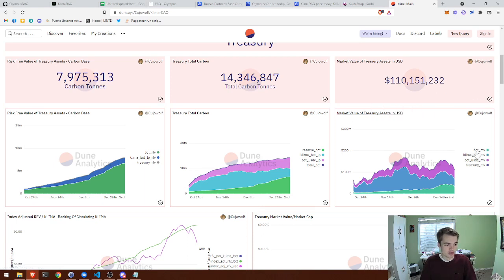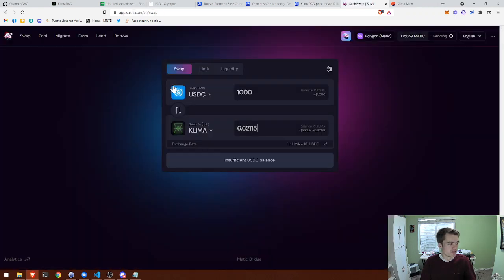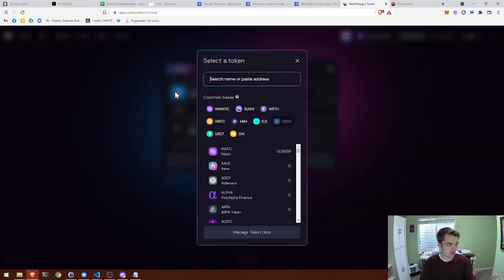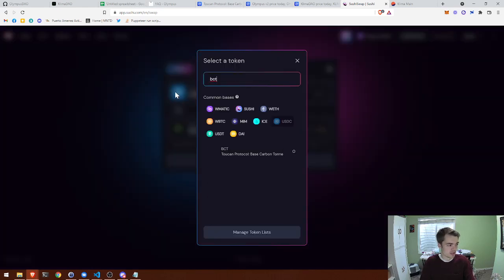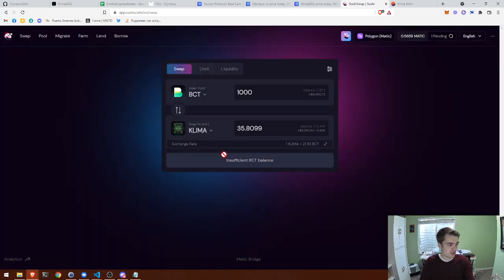So what we have is BCT, base carbon tons, great. We have KLIMA BCT, that's a liquidity pair. Specifically, it is this liquidity pair: Toucan protocol base carbon ton, KLIMA liquidity pair. This fee of 0.3% is going straight to KLIMA, because when you make this trade, KLIMA is the one that's giving you one or the other. Okay?